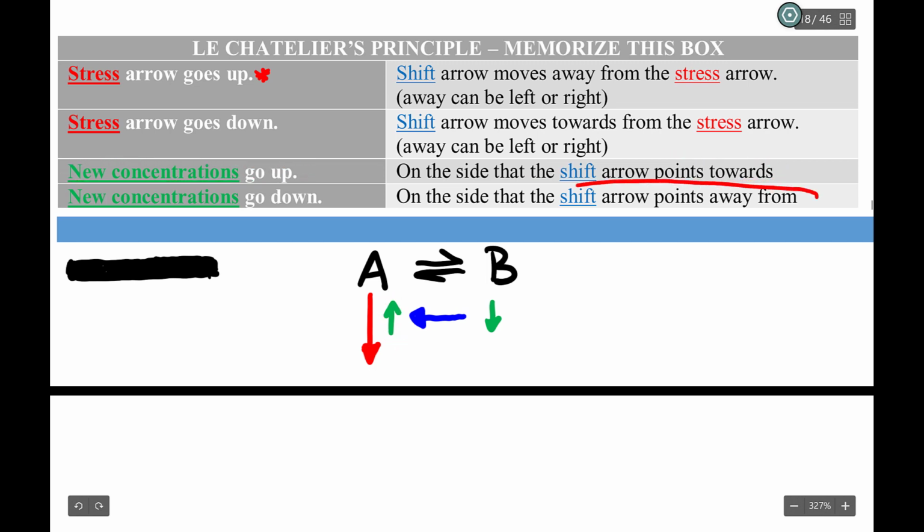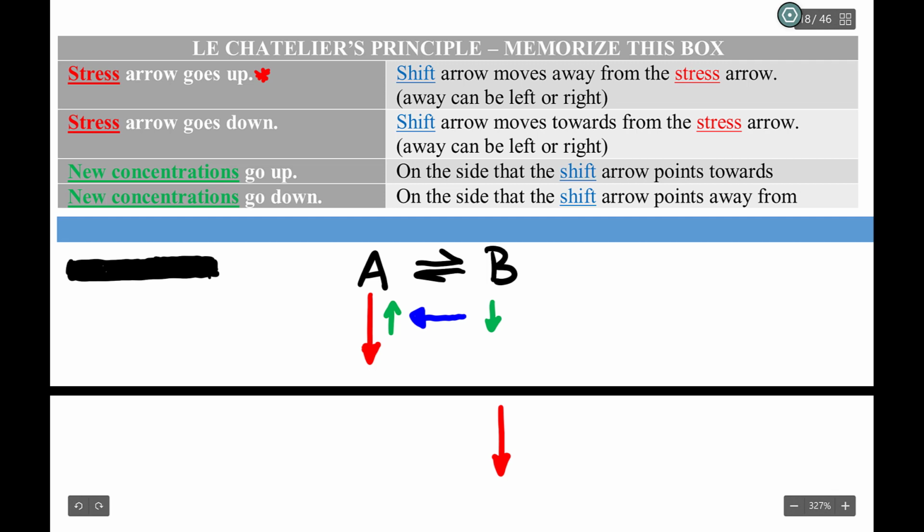And whatever side it's pointing away from, those concentrations are going to go down. This concentration is going to go down. So that's scenario 1 where my stress arrow goes down. Here's scenario 2. B is removed.